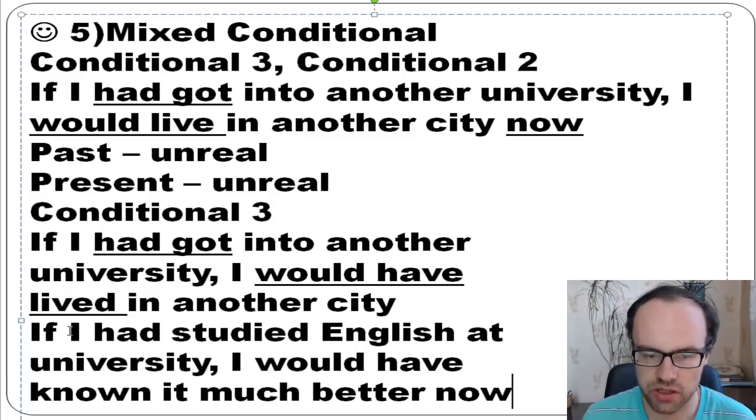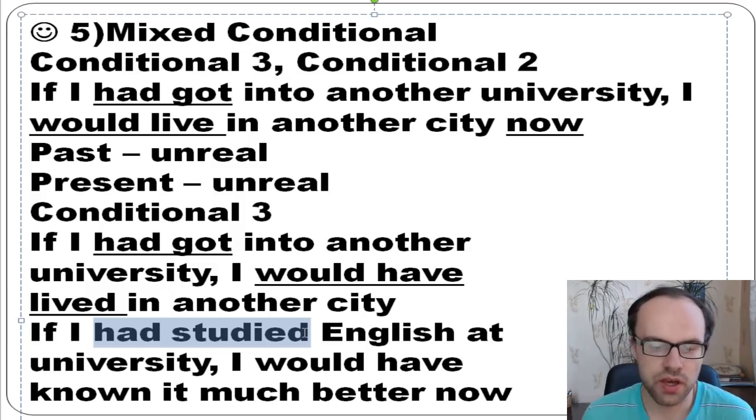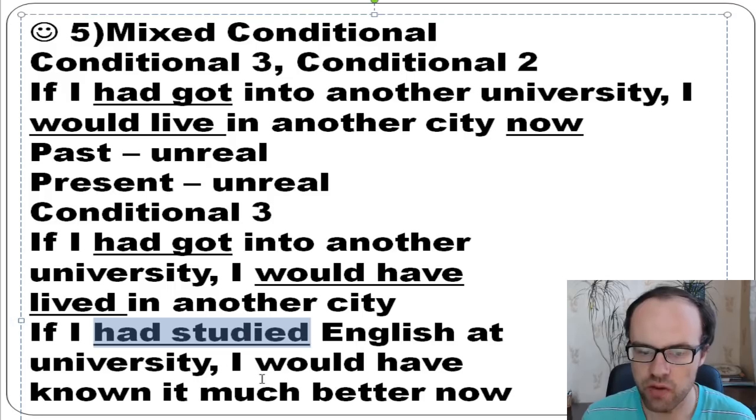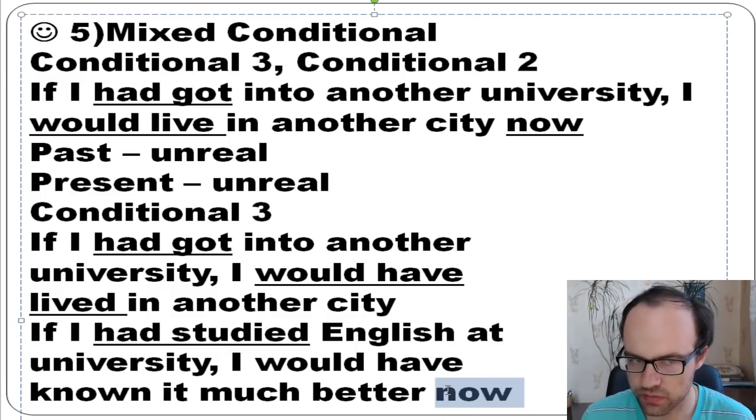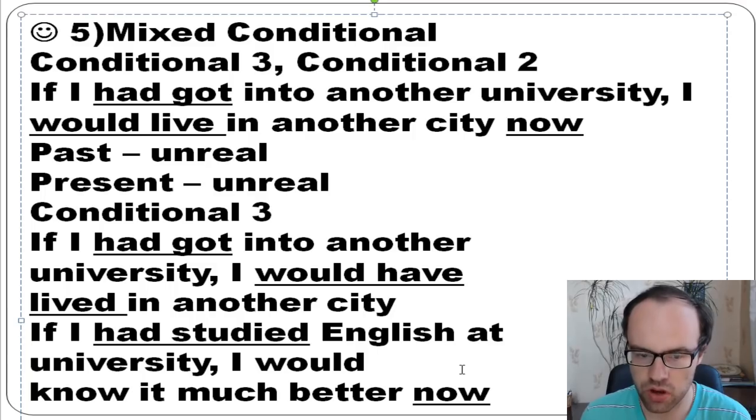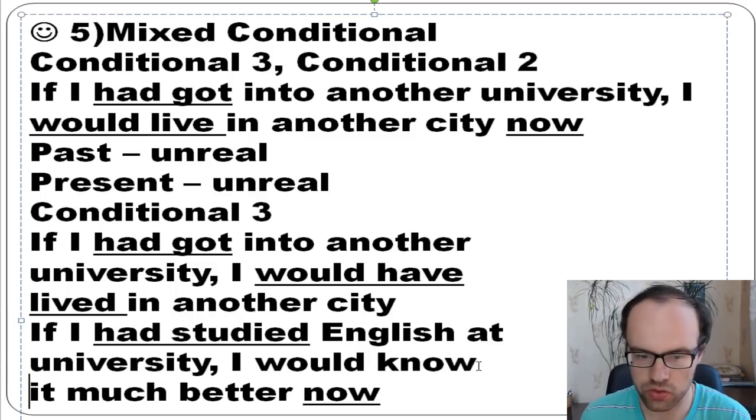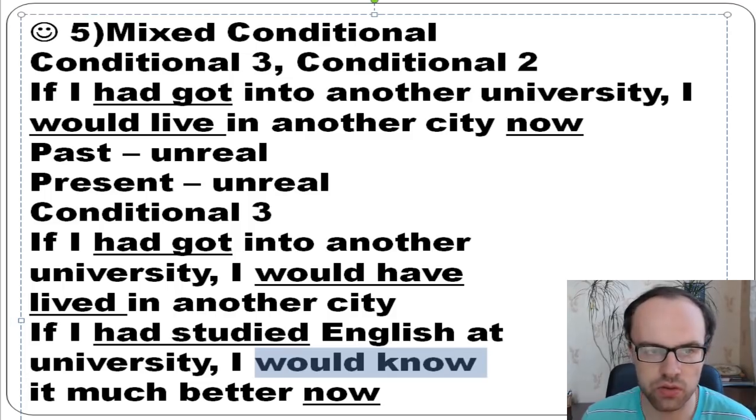So yeah, that's right. If I had studied English at university, it means they talk about the past, unreal about the past. That's true. So had plus past participle. At university, I would have known it much better now. But please look, the second part is about now. It's unreal about now. So they can't use the third conditional here. They need to use the second conditional. So would plus verb. Only this way. Would know it much better now.